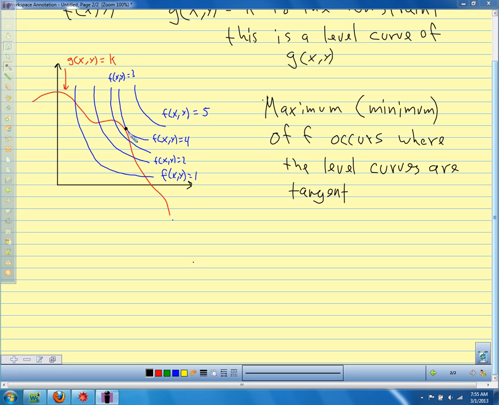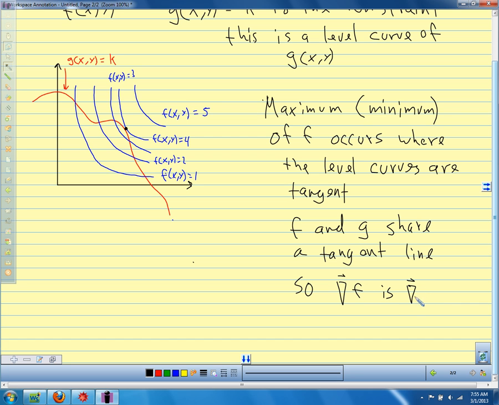Well, these two are tangent to each other at the same point. They're going to share a tangent line. So the gradient of f is going to be normal to that tangent line. The gradient of g is going to be normal to that tangent line. So what's going to happen to the gradient of f and the gradient of g? They're parallel. The gradients are going to be parallel. So at this point of tangency, f and g share a tangent line, so del f is parallel to del g at that point.